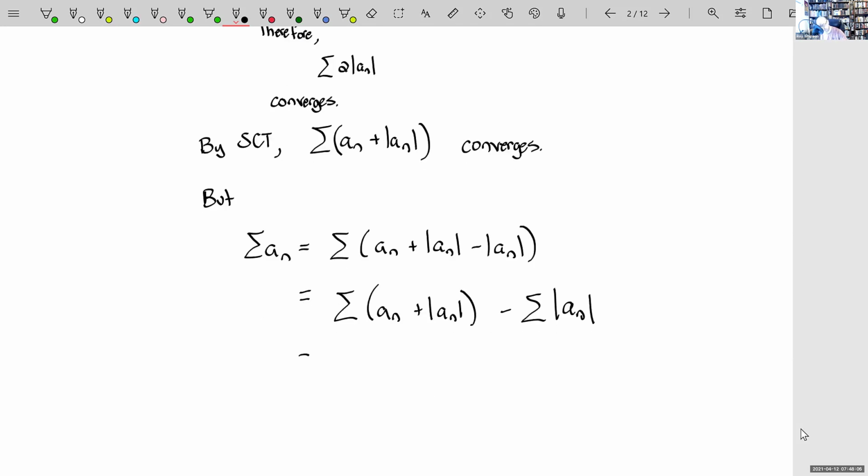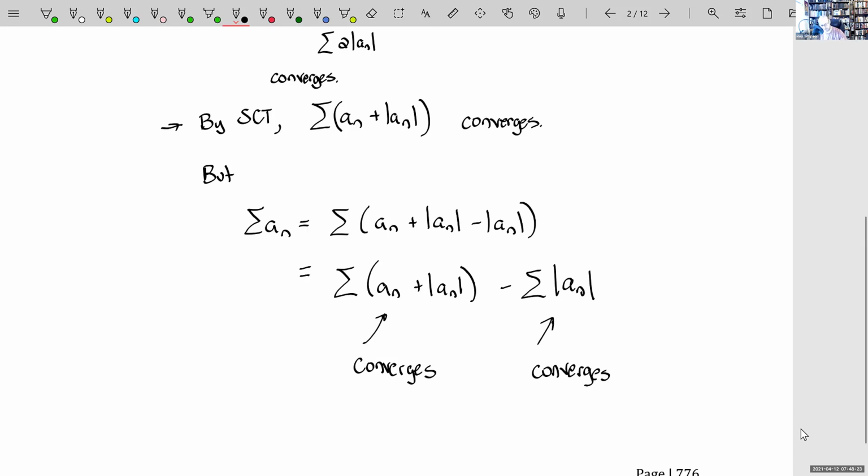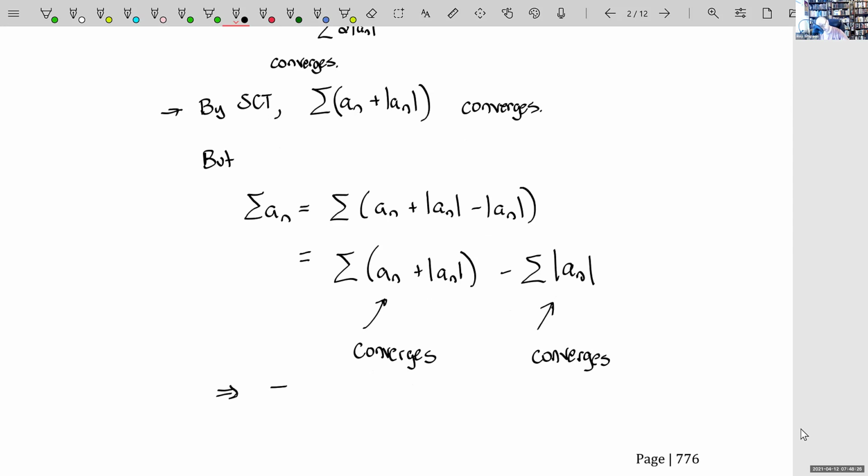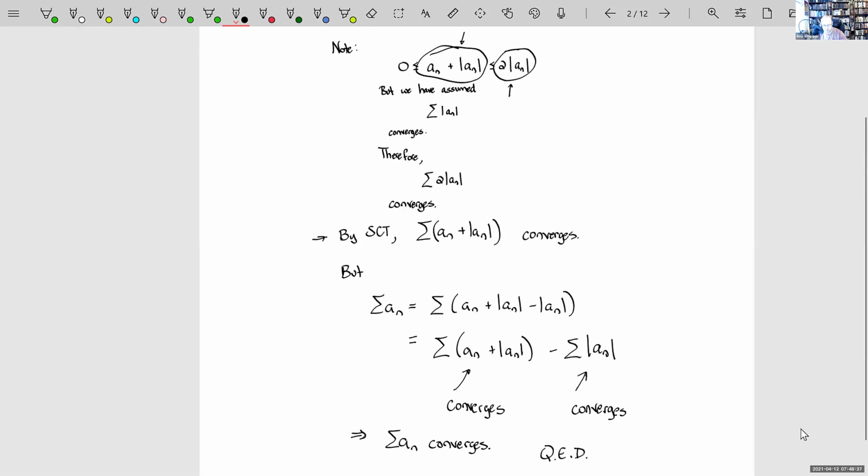And remember, actually, I'll just say it this way. Remember, this converges. We've just shown that by the series comparison test. And this converges because that's our assumption. So it's a finite number minus a finite number. That implies the original series must converge. It's actually a very nice proof. I like it a lot. Very clean proof.